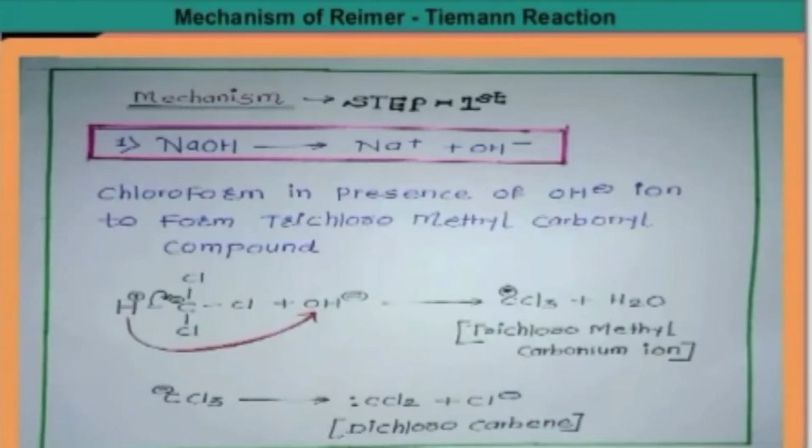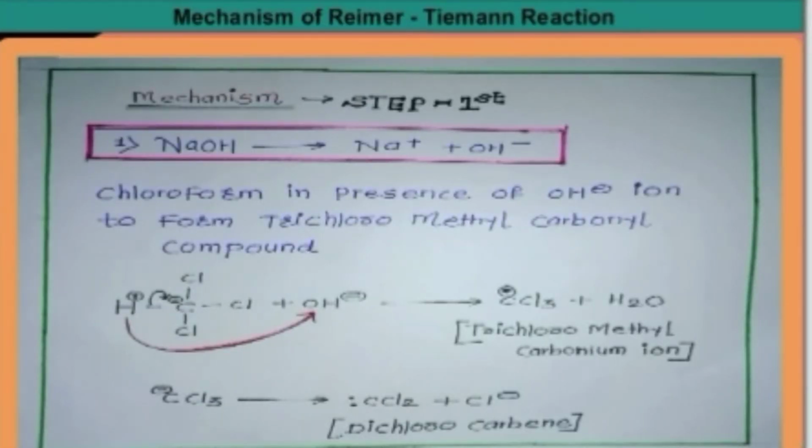Now, let us see the mechanism of this reaction. The mechanism involves 3 steps. In the first step, we have the reaction between chloroform and NaOH. For that, we have to dissociate NaOH first. As we all know, after the dissociation, it will give Na+ and OH- ions. Now, this OH- attracts the proton from chloroform. We can see the chloroform CHCl3 here.